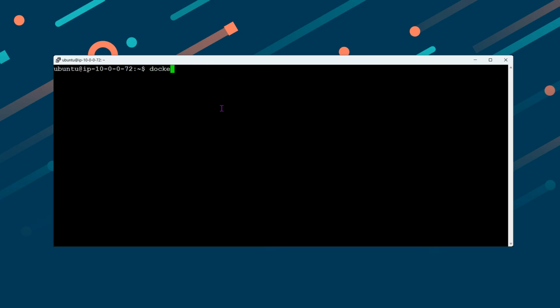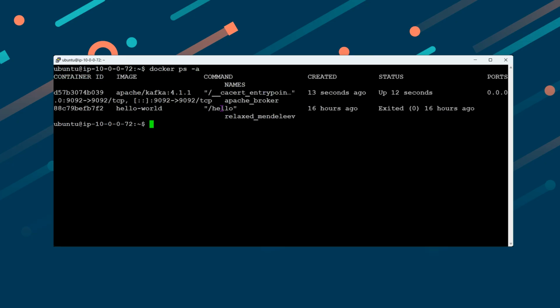At the command prompt, verify the container is running by typing docker ps -a. Two containers will exist, the Apache Kafka container and the Hello World.